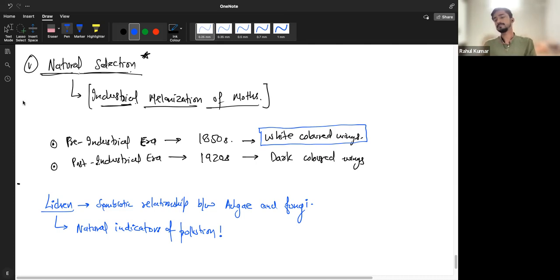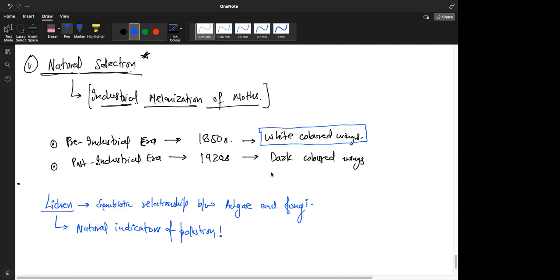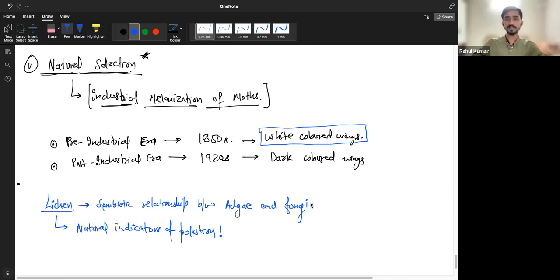Is it clear, Fatima? Yes, sir. Okay, so all of you will write the explanation yourself about industrial melanism. That's homework.